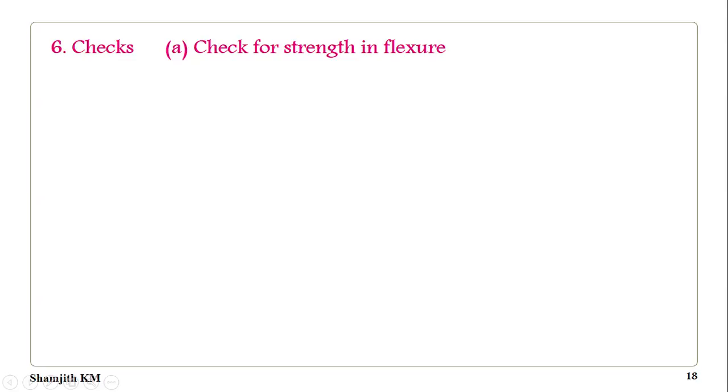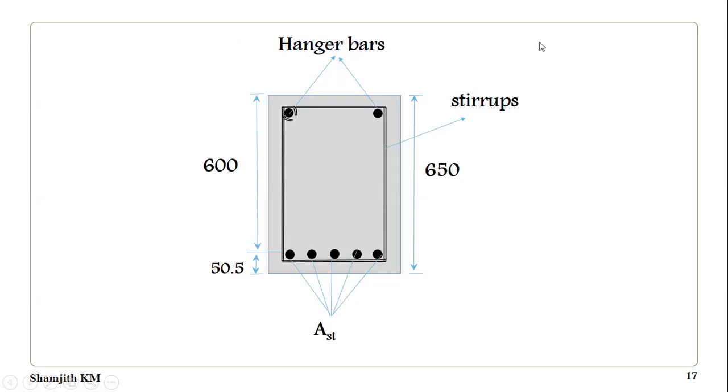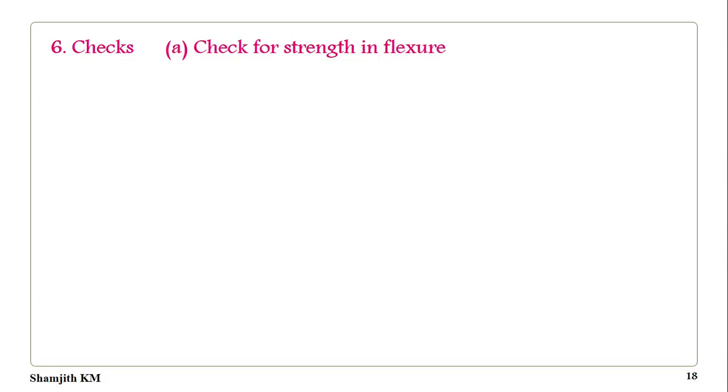Now the output of the design is this: how many AST bars are required, what is the diameter, what is the clear cover, what is the effective depth, what is the total depth, and what is the breadth. All these we have found out, but the breadth we have assumed as 350 mm. So the design process is completed, but we need to check the strength in flexure, in bending.